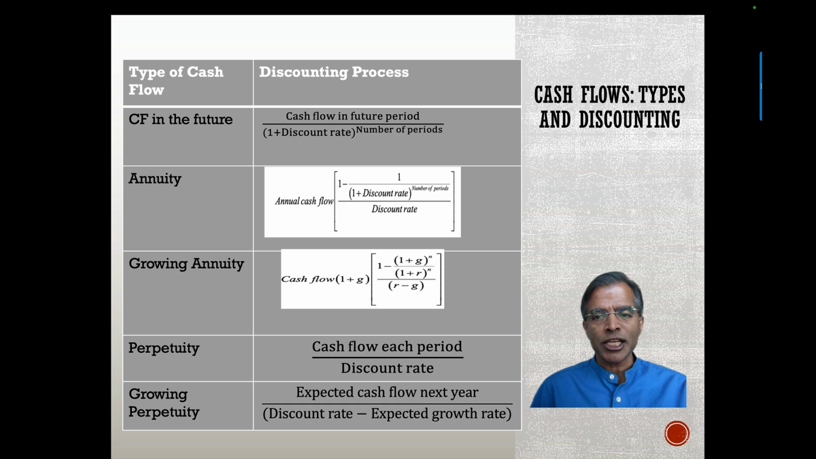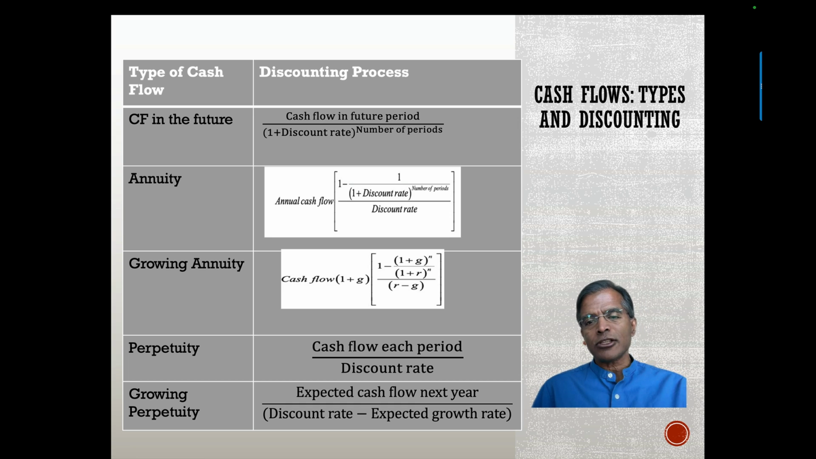The first is a single cash flow way out in the future. $10 million 10 years from now. If you ask me what the present value of it is, you take that cash flow 10 years from now, you take 1 plus the discount rate. So if your discount rate is 12%, 1.12 raised to the power 10. Bringing it back gives you the present value of a single cash flow.